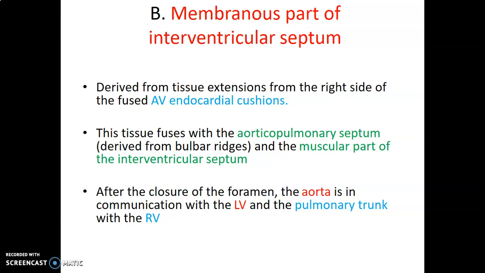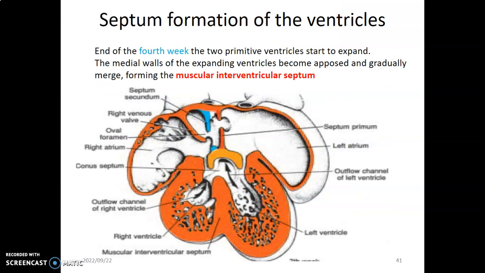And after the closure of the interventricular foramen, the aorta is in complete communication with the left ventricle, while the pulmonary trunk is in communication with the right ventricle, because from the left ventricle, blood is pumped to the rest of the body through the aorta, and from the right ventricle to the lungs through the pulmonary trunk. So this is how the ventricles are formed.